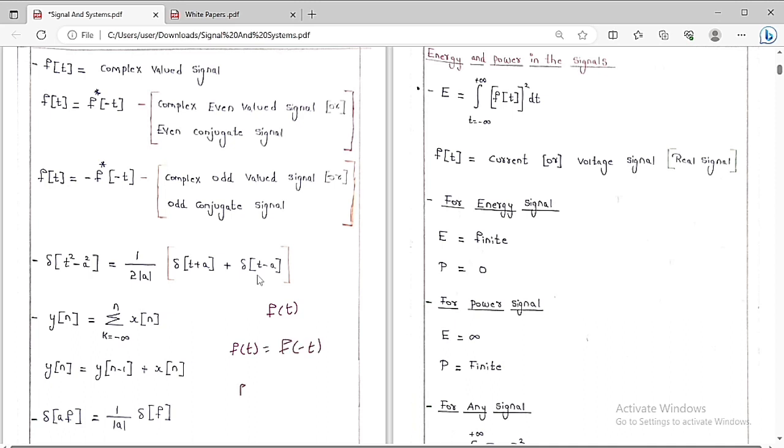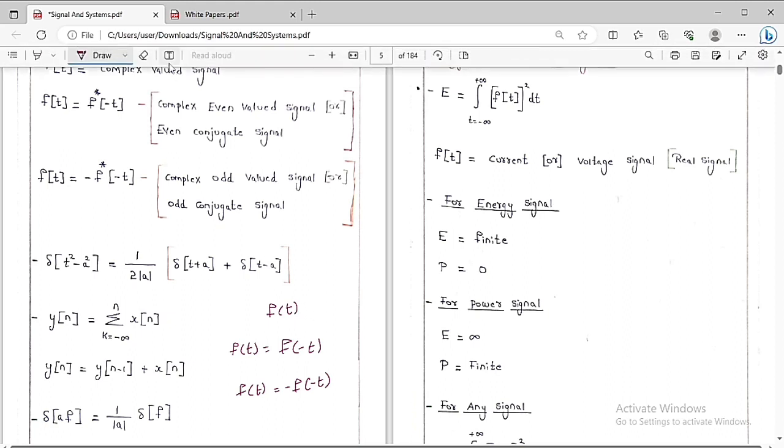Suppose f of t is equal to minus of f of minus t, then we say it is an odd signal. If f of t is equal to f of minus t, then it is an even signal. And if f of t is equal to minus of f of minus t, then it is an odd signal. This is for a real valued signal, meaning there is no imaginary part.